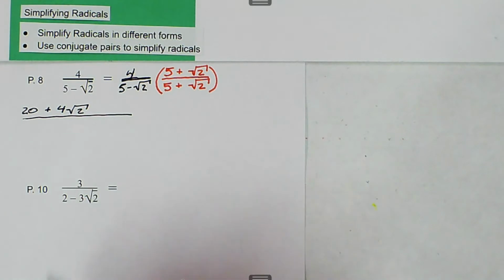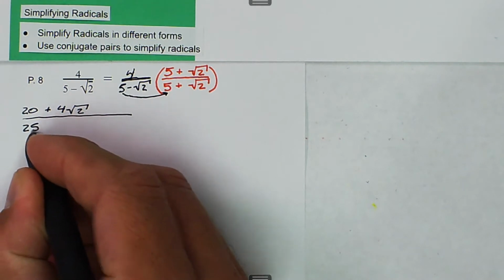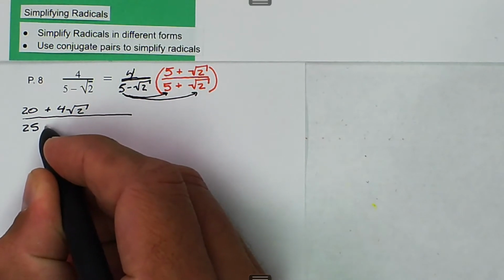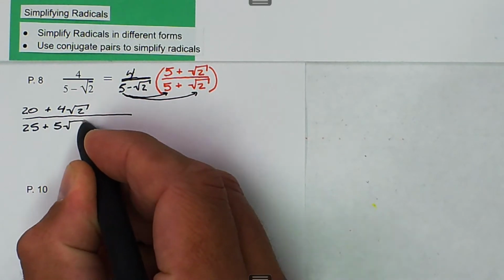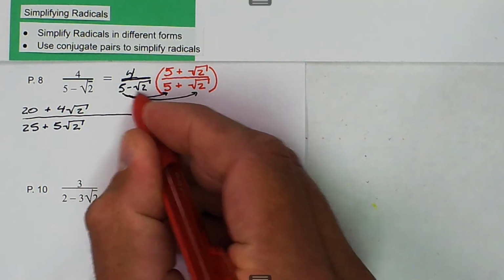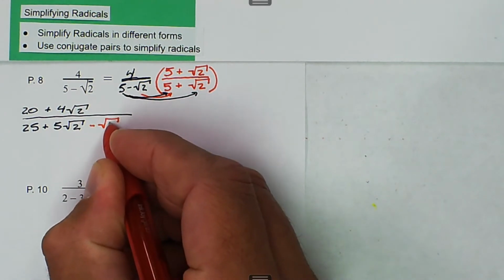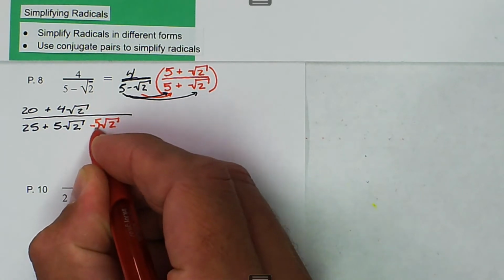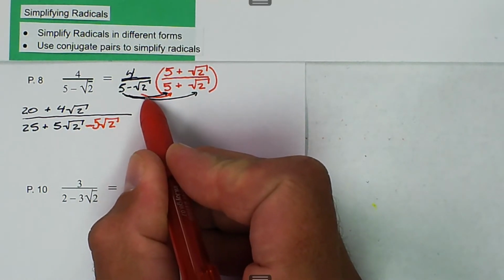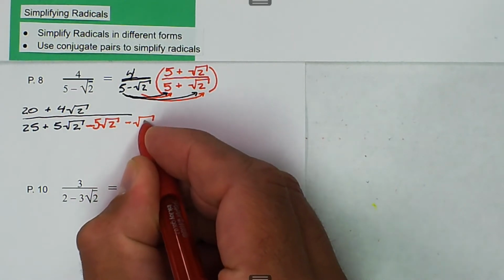Then in the denominator, I'm going to take 5 times 5, which is going to be 25. And I'm going to say 5 times the square root of 2, which is going to be plus 5 square root of 2. Then I'm going to take the negative square root of 2 times 5, which is negative 5 square root of 2. And then negative square root of 2 times the square root of 2, and that is negative the square root of 4.